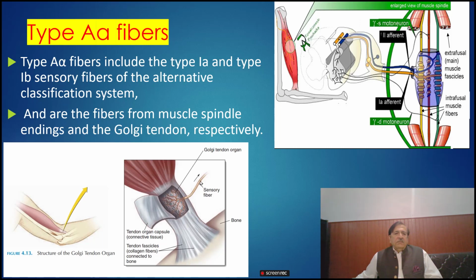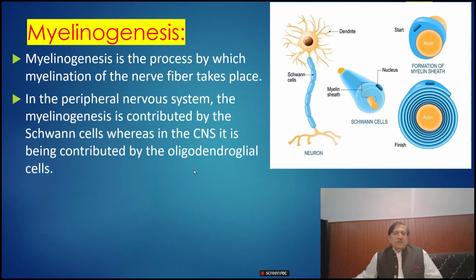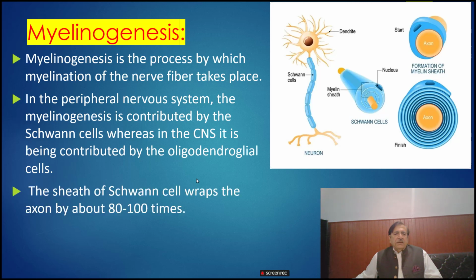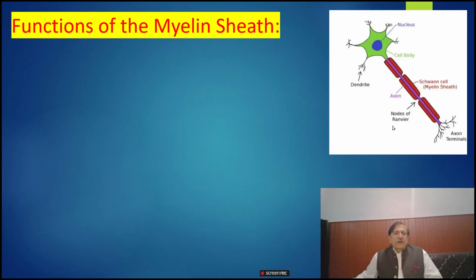Type A alpha fibers include the type IA and type IB sensory fibers of the alternative classification system and are the fibers from muscle spindle endings and the Golgi tendon, respectively. Myelogenesis is the process by which myelination of the nerve fiber takes place. In the peripheral nervous system, myelogenesis is contributed by the Schwann cell, whereas in the CNS it is contributed by the oligodendroglial cells. The sheet of Schwann cell wraps the axon about 80 to 30 times. The cell membrane lipids form the myelin sheath.